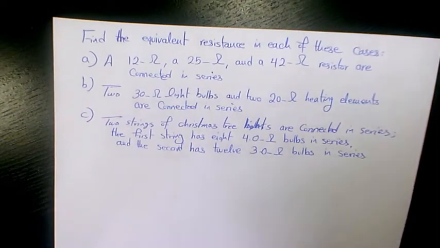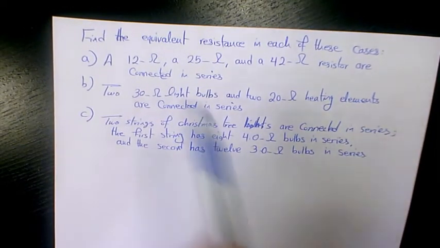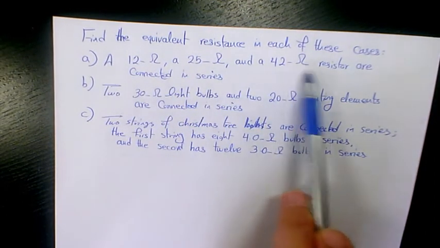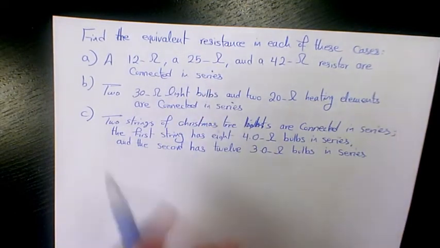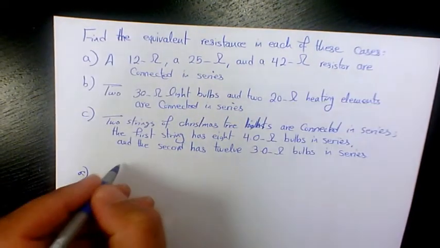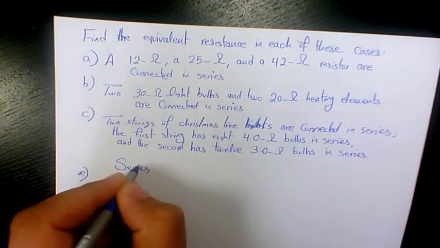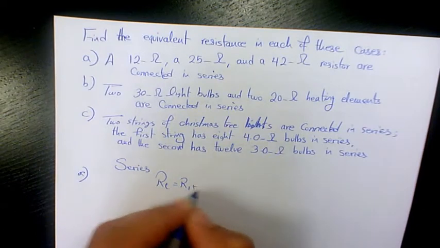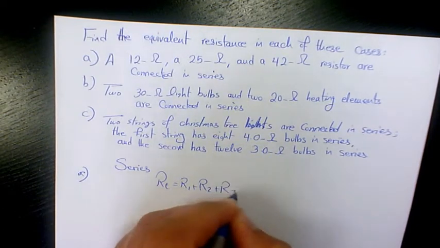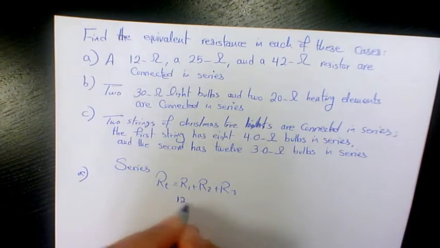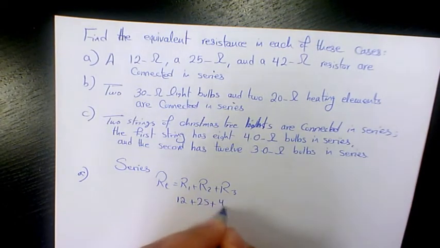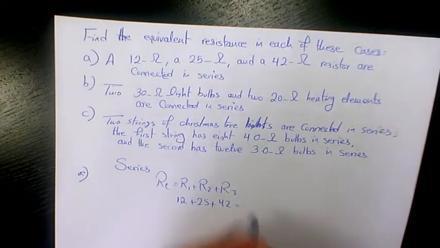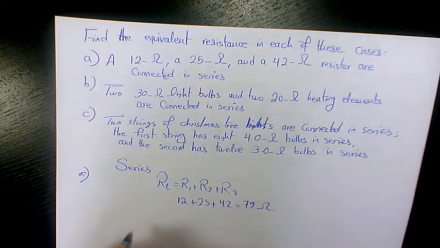Find the equivalent resistance in each of these cases. Part A, 12 ohm, 25 ohm, and 42 ohm resistors are connected in series. So since we are dealing with a series circuit, it means that the equivalent resistance equals the summation of all resistors. In this case, we have 3 resistors, so it's going to be 12 plus 25 plus 42. That's going to be 79 ohm.